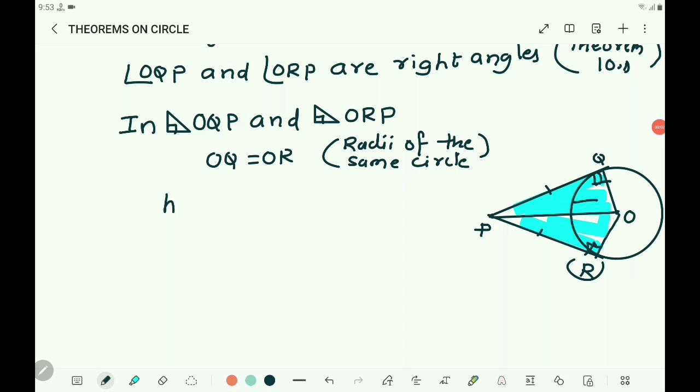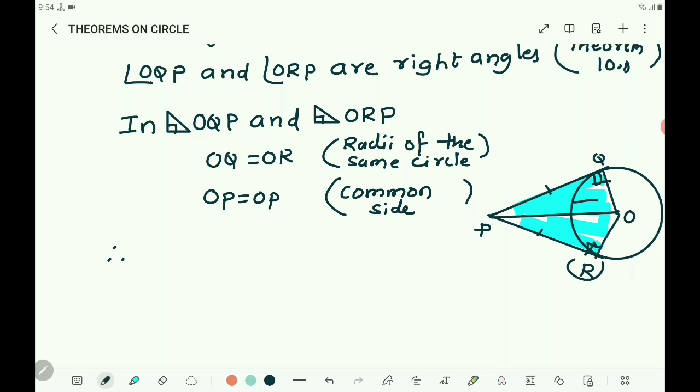Right, hypotenuse OP equals hypotenuse OP. You can write that, or otherwise you can leave the word hypotenuse. Directly you write OP equals OP, common side.